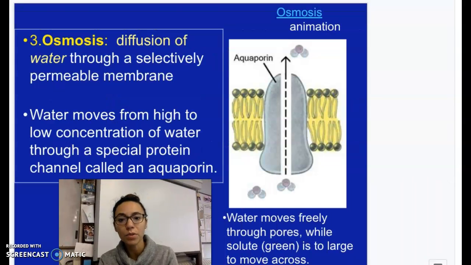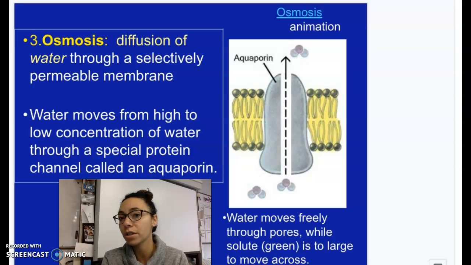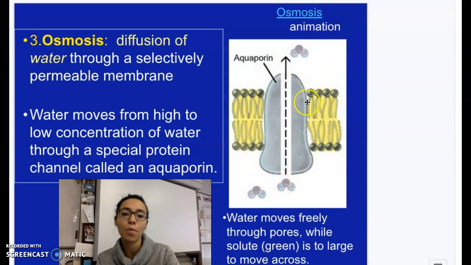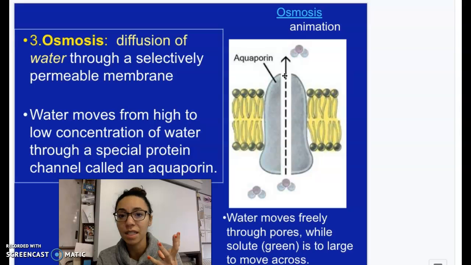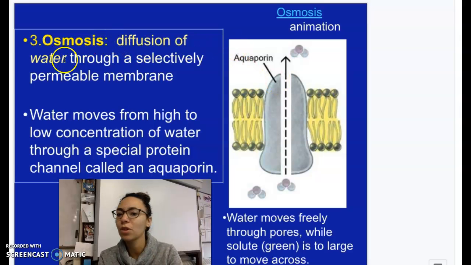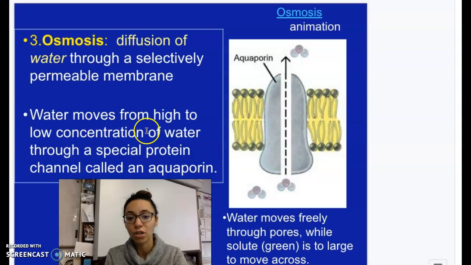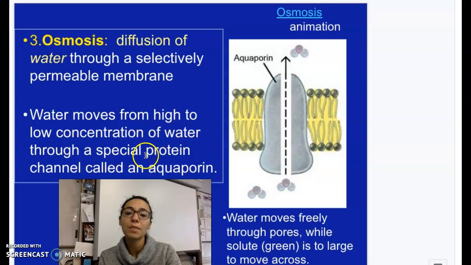Lastly, we have osmosis. So osmosis is diffusion again, but it's the diffusion of water. It's a little different because these water molecules pass through a special protein called an aquaporin. It's essentially an example of facilitated diffusion, but since water is so important to the cell, it has its own name. So it's called osmosis. So when we're talking water diffusion, we're talking about osmosis. So water moves from high concentration to low concentration of water through a special protein called the aquaporin.